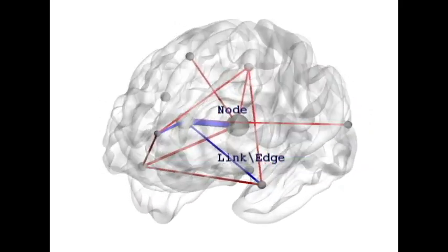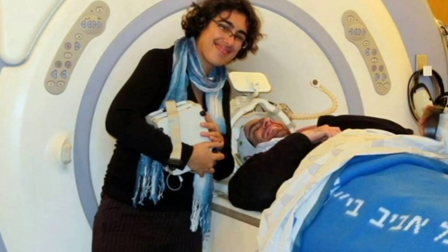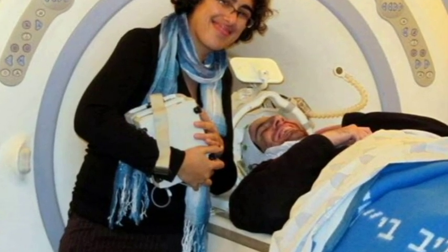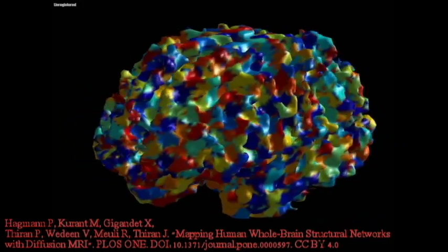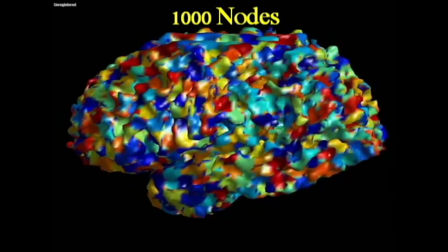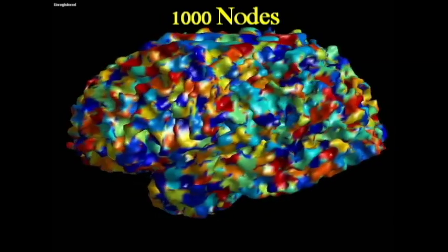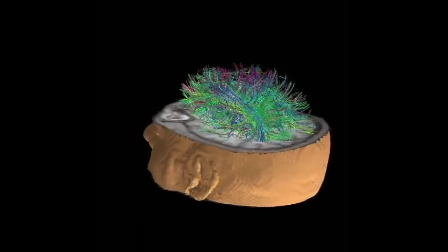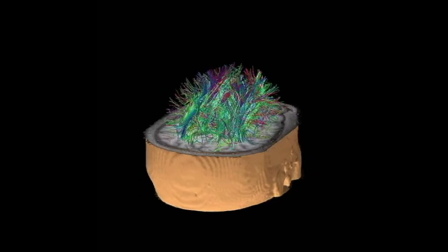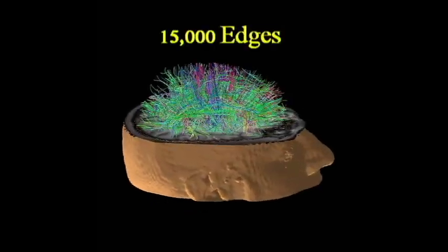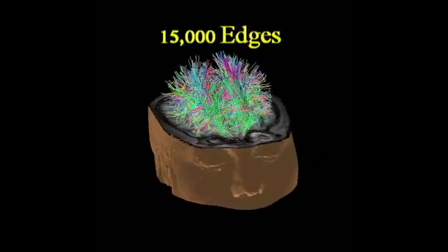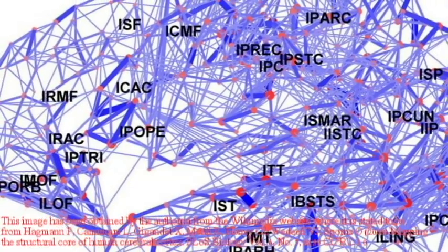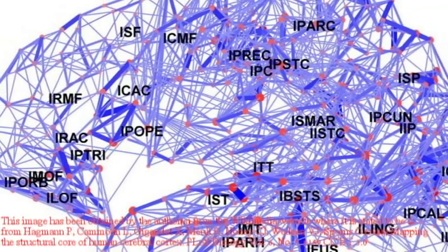In order to build our network, we used MRI imaging and DTI imaging. With the MRI imaging, we can use all the neuron cells in order to build 1,000 nodes. And with the DTI imaging, we take all the fibers of the white matter and use them as links. Then we've got 15,000 links, or edges, between our nodes. In that manner, we built a structural network out of our cortex.